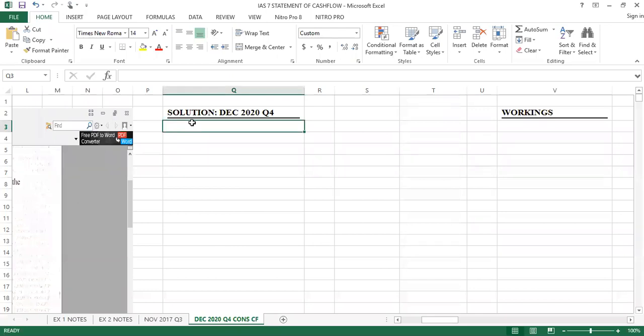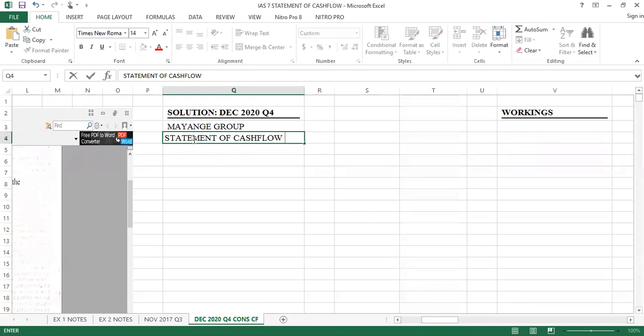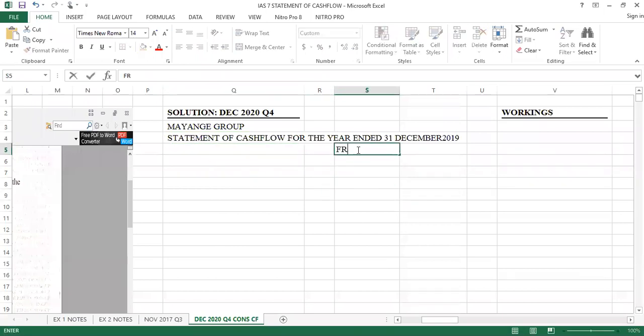posting the first page. The first page you use for the cash flow statement. So what will we have? Mayange Group statement of cash flow for the year ended 31st December 2019. Remember, we are working in millions. Now, what did I say?